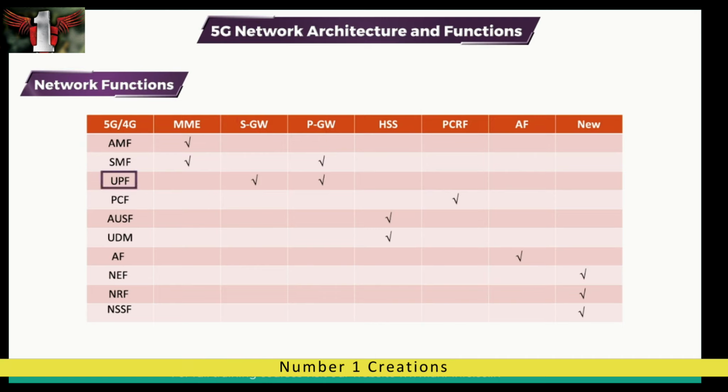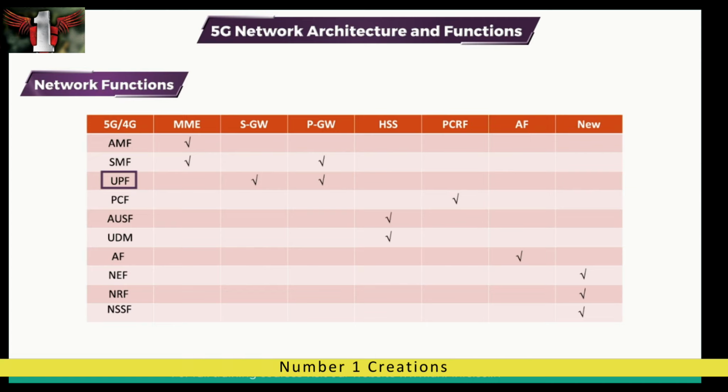UPF has some roles of SGW and PGW. SGW and PGW were responsible for data traffic, and UPF does this traffic transport, which was done by these two. Data traffic comes from UE to gNodeB to UPF. Therefore, UPF can be called the gateway for internet or other networks.